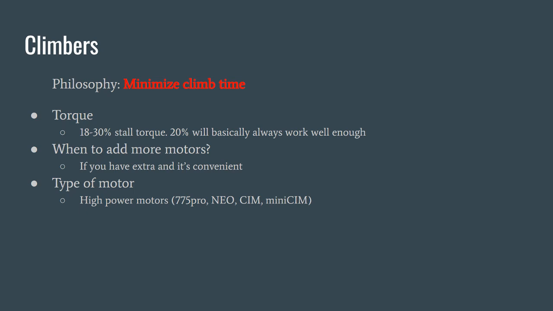Does that make sense? So let's do a slight example. Let's say you have a motor that gives 1 foot-pound of torque, and to climb, you need to get 20 foot-pounds of torque. In order to do that, you need a 20-to-1 reduction.